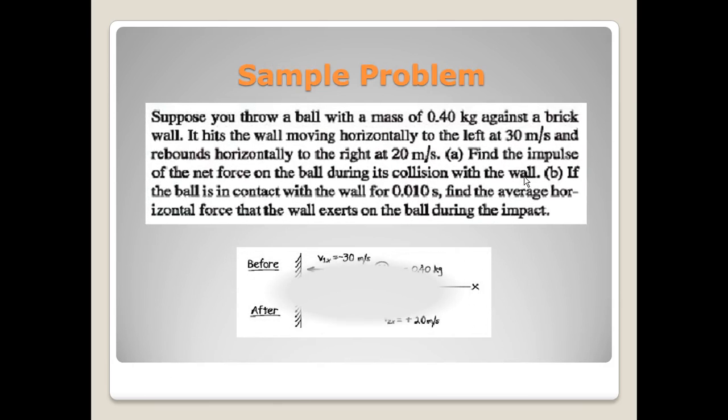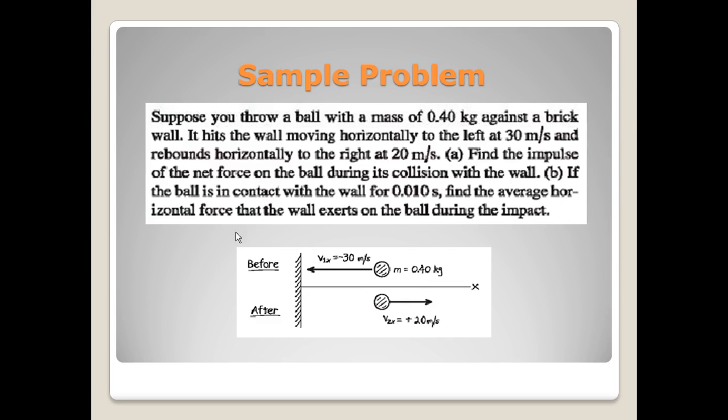Okay, so let's have a sample problem for this one. Suppose you throw a ball with a mass of 0.4 kilograms against a brick wall. It hits the wall moving horizontally to the left at 30 meters per second and rebounds horizontally to the right at 20 meters per second. Letter A: find the impulse of the net force on the ball during its collision with the wall. And letter B: if the ball is in contact with the wall for 0.010 seconds, find the average horizontal force that the wall exerts on the ball during impact.